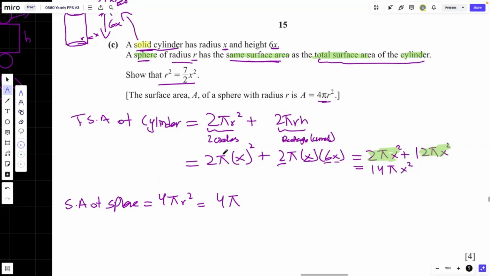The radius is supposed to be r only, so it's just going to be 4 pi r square, because we're using the value of radius as r only, so that's just the sphere. Now, what the examiner is saying is that this value and this value should be equivalent. That is what this line is telling us. So we'll just equate them up. 4 pi r square equals 14 pi x square.